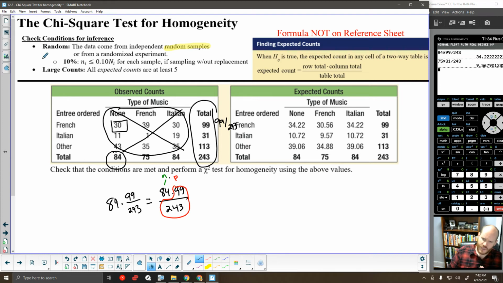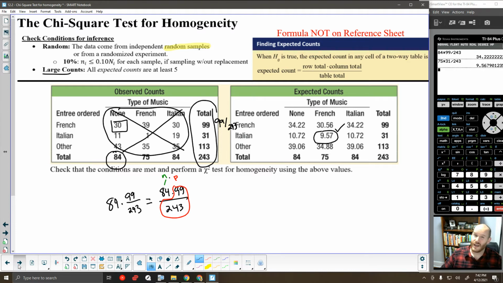So again, going back to my conditions, large counts, my smallest expected count is 9.57. So all my expected counts are at least 5. So I've met the conditions to use the chi-square test for homogeneity. So we're good on all fronts.